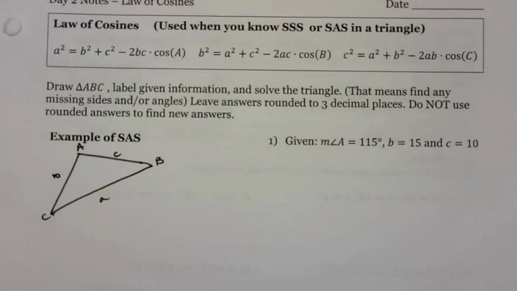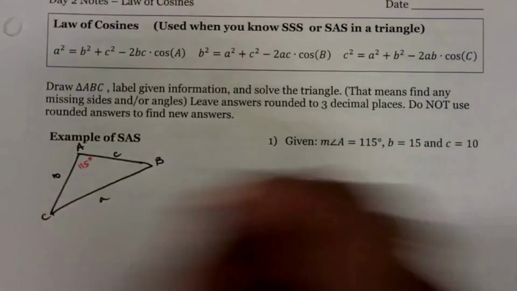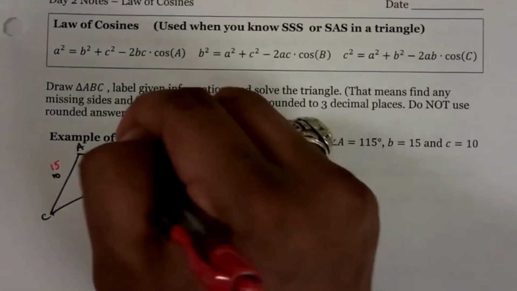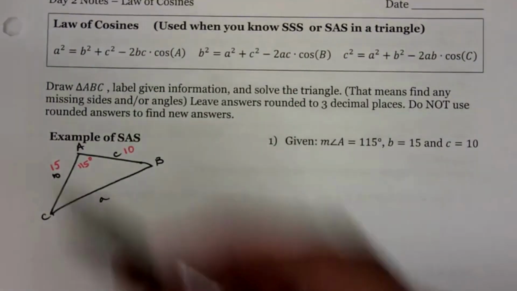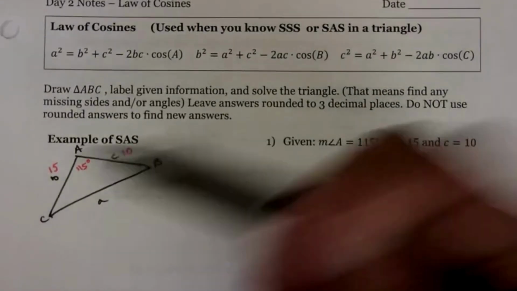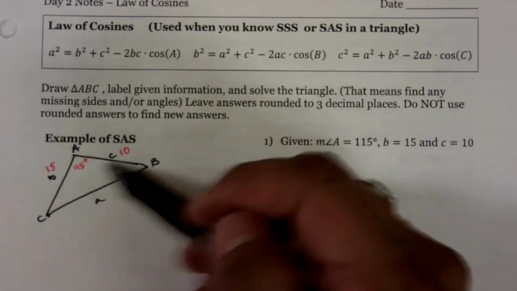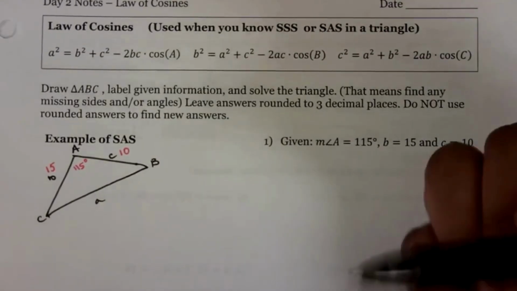With this problem, we're given that angle A is 115 degrees, side length B is 15, and C is 10. So you can see from this problem that you don't have enough information to use law of sines because we are given angle A but not length of A. We're given side lengths B and C, but we're not given those angles. So we have to use law of cosines.